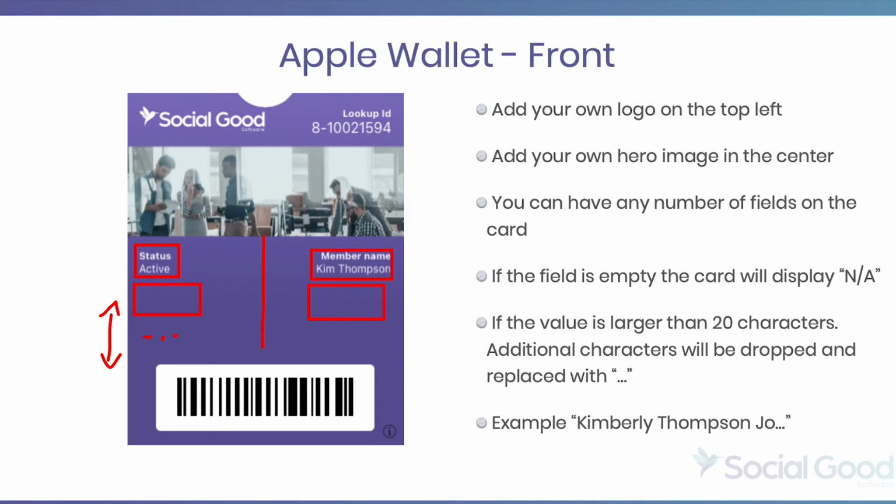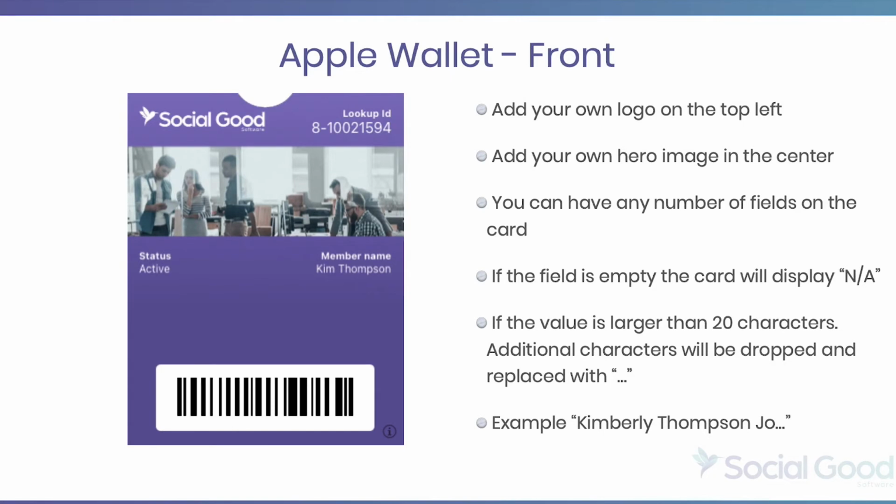This is split up into 2 parts. You have part 1 and part 2, and the fields will grow and shrink accordingly depending on their length. If the field is empty, the card will display not available. If the value is larger than 20 characters, it's going to go ahead and replace the additional characters with these 3 periods. For example, Kimberly Thompson, and then you have the little 3 periods at the end. So that is the design for the front of the card.